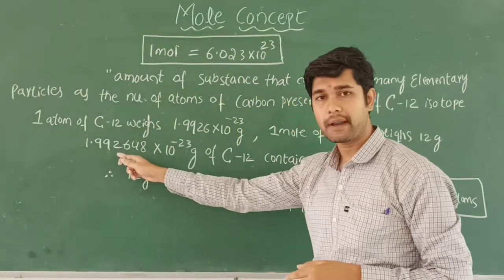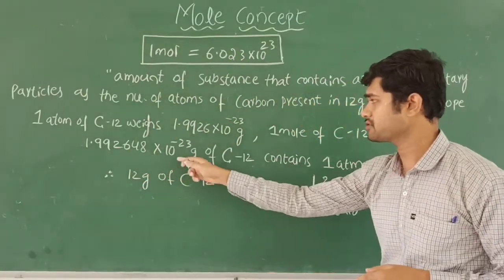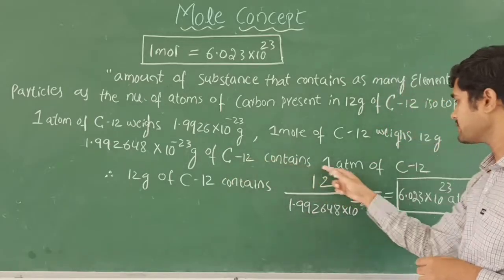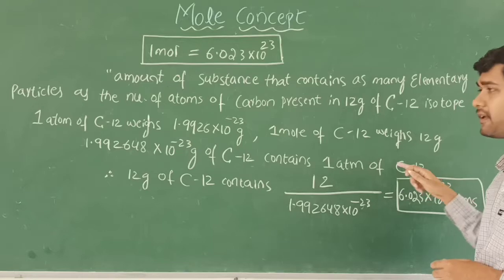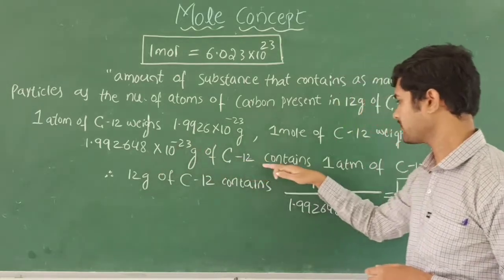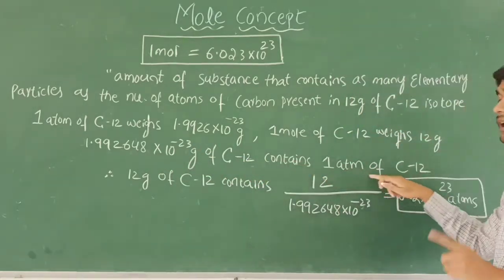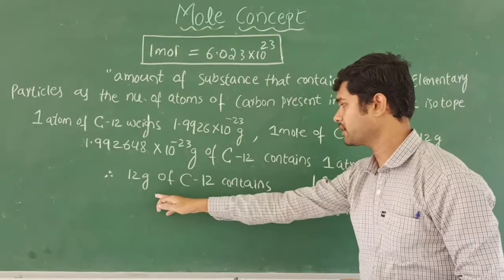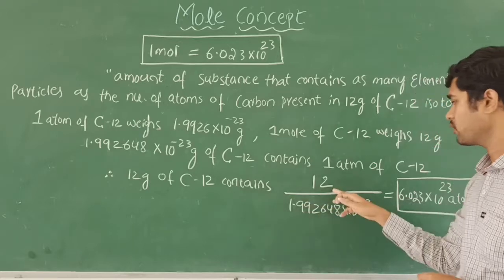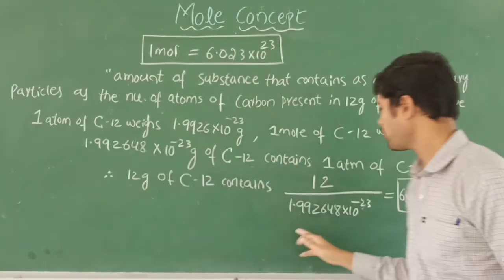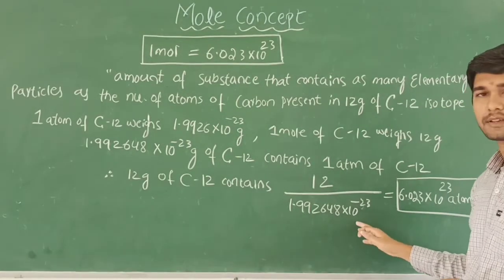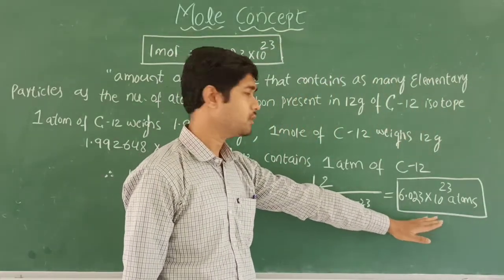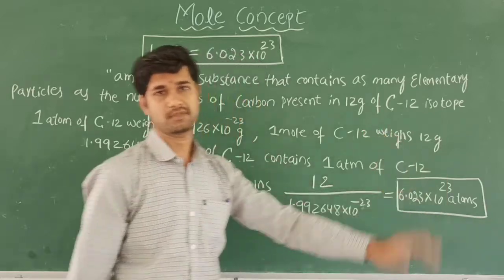Then 1.992648 into 10 raised to minus 23 gram of carbon 12 contains 1 atom of the carbon 12. So that much gram of carbon 12 contains 1 atom of the carbon 12. Then 12 gram of carbon 12 contains 12 divided by 1.992648 into 10 raised to minus 23. We are going to obtain the value as 6.023 into 10 raised to 23 atoms.